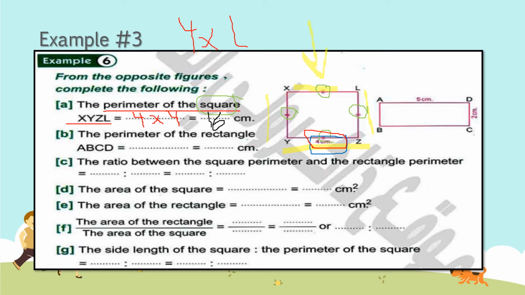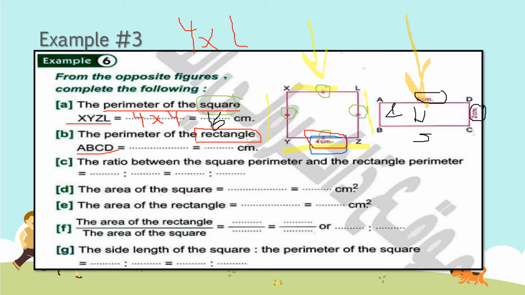So the perimeter of the rectangle. Now we have a rectangle which is ABCD. Where is rectangle ABCD? Here it is, rectangle ABCD. And as we know, the rectangle doesn't have all sides the same. So the long side here is 5. This means that this side too is 5. And this here is 2. This means that this side here also is 2.